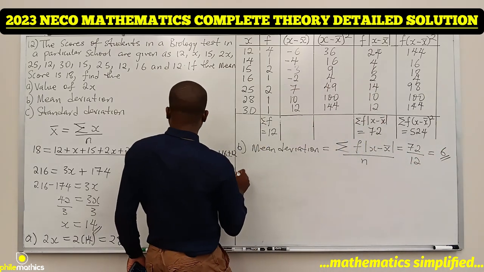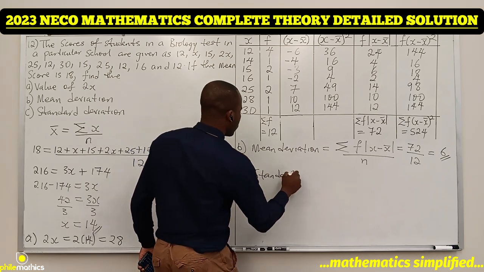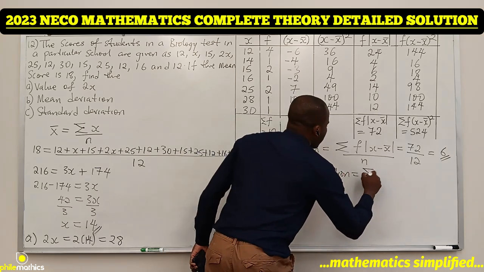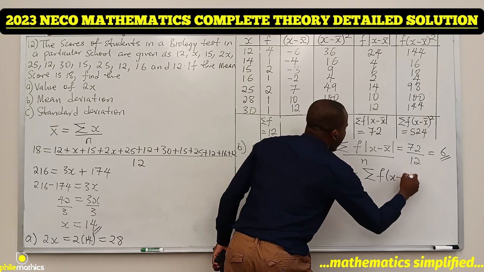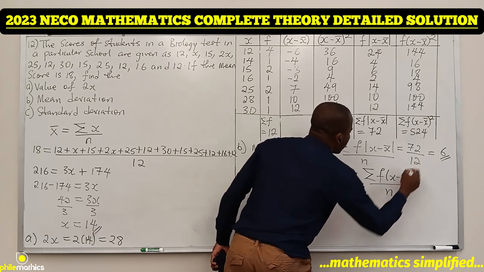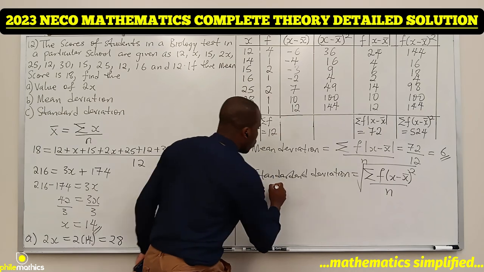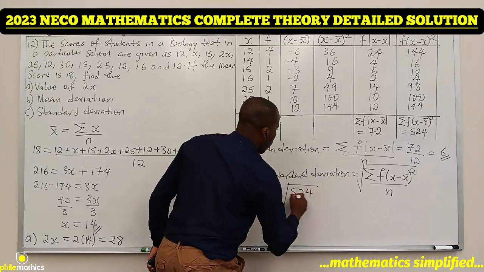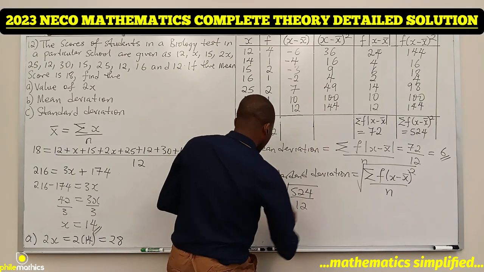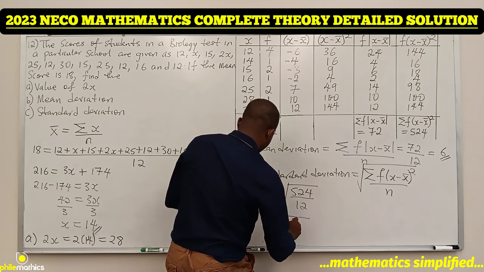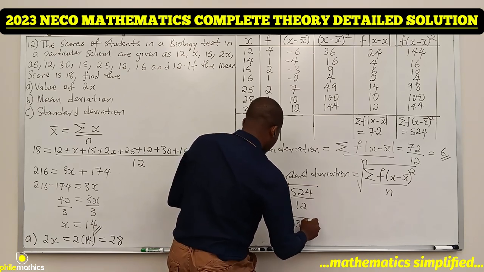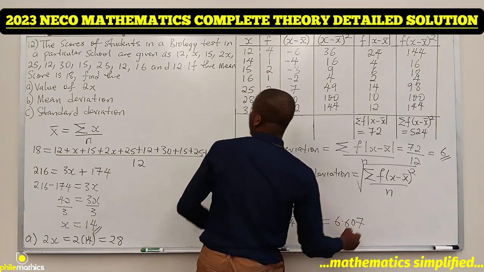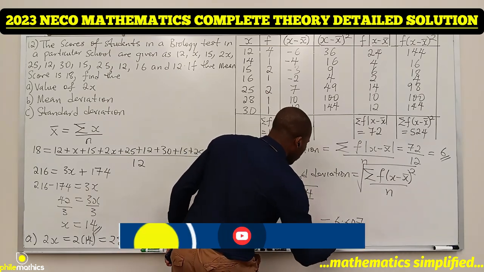And C, the standard deviation. The formula is the square root of summation of f of x minus x bar all square over N. So when we sum this, this is 524 over 12. If we divide, this will be the square root of 43.66. If we take the square root, we'll have 6.607, approximately 6.6.